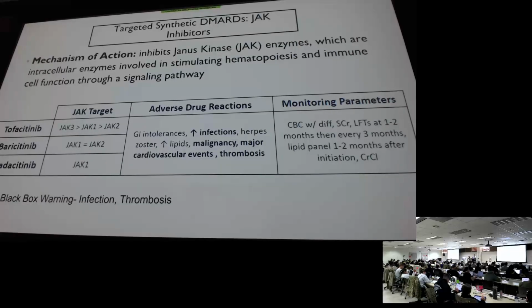So the big thing to know here, this is the first time we've seen this black box warning in this class. I would note the star at the bottom of the slide that there's a black box warning for thrombosis.